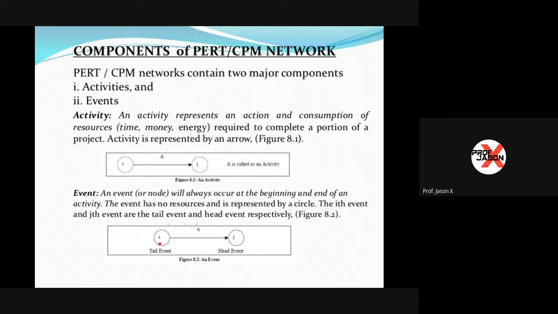This is the tail event, meaning the starting point, and then the head event is where the direction of the event goes to, or the end of the event. That collectively is called an event. And then the activity here is represented by this letter A. So activity A, and this is the event.